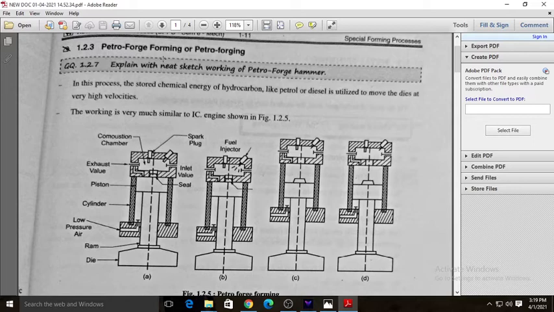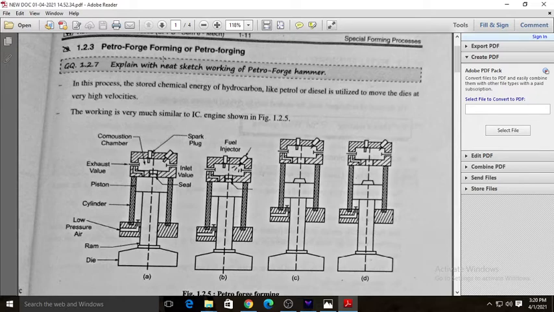Since the kinetic energy is proportional to the velocity square, high energy can be delivered to the metal in this method with a relatively small weight of ram. In this method, energy stored in air or gas, or the stored chemical energy of hydrocarbons, which may be petrol or diesel, is used to move the ram or die.